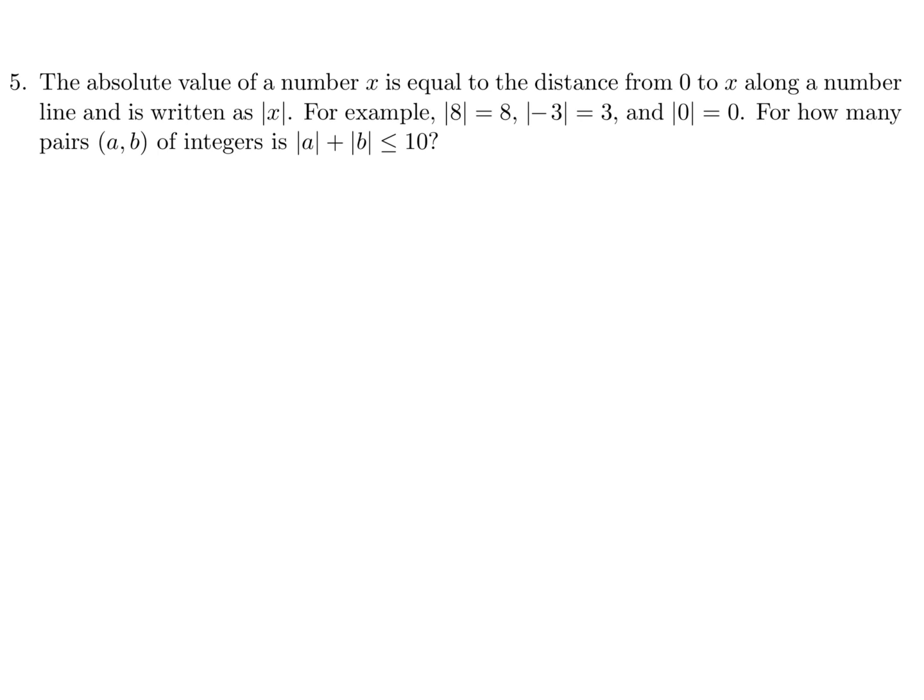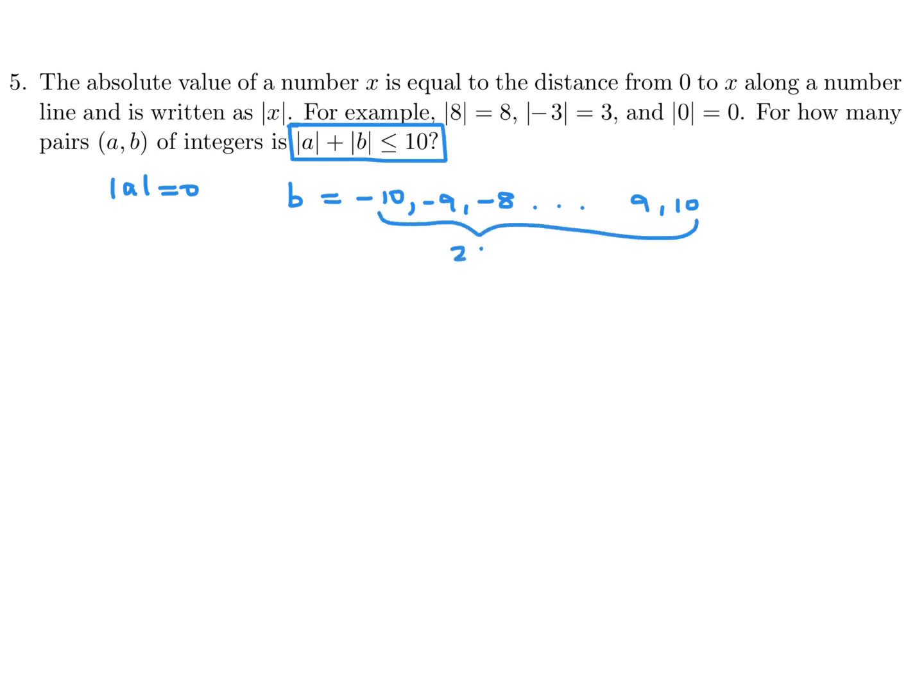Let's start off with some cases and let's see what we get. So, first, if the absolute value of A is 0, to ensure that this inequality is valid, it would mean that B would have to be either negative 10, it could be negative 9, negative 8, all the way to the other side, 9 and 10. And that would give me 21 values.